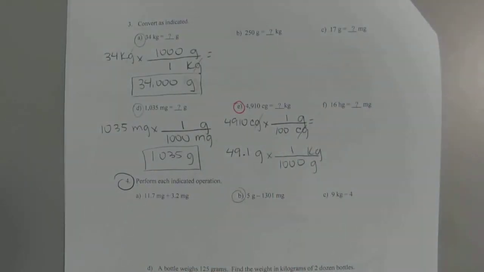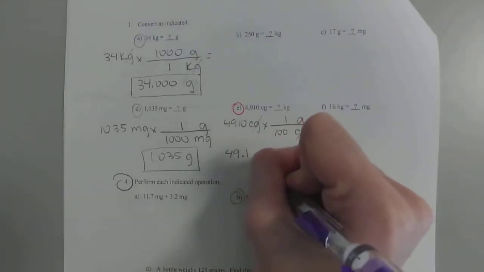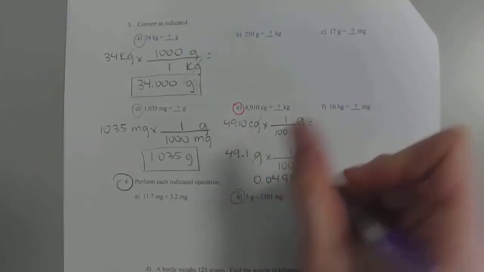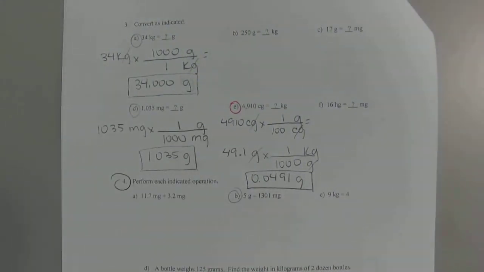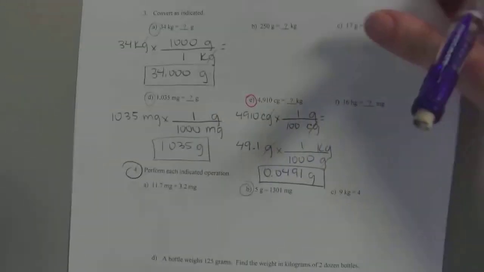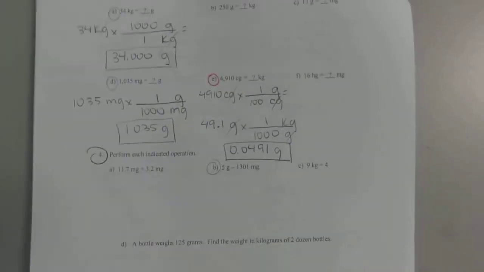Is it 1,000 grams to 1 kilo? Does that look right? So what do you end up doing? Dividing, right? Because he's on the bottom. What do you guys get for that answer? 0.0491? Is that right? 0.0491. Is that okay?